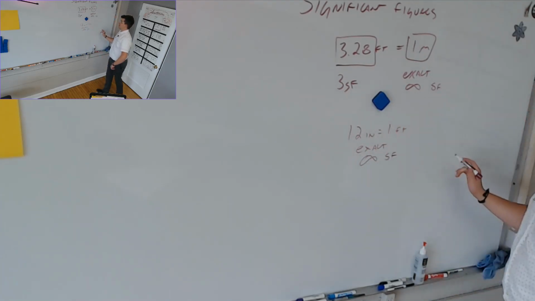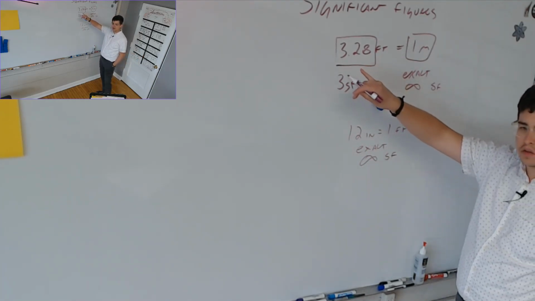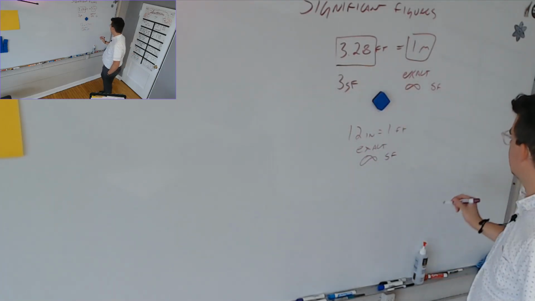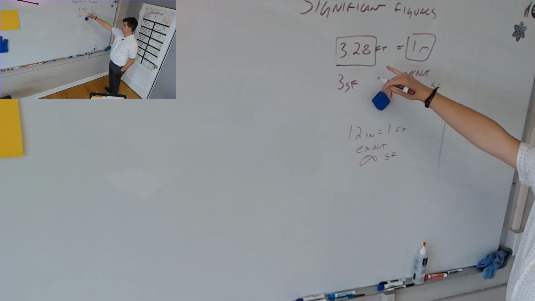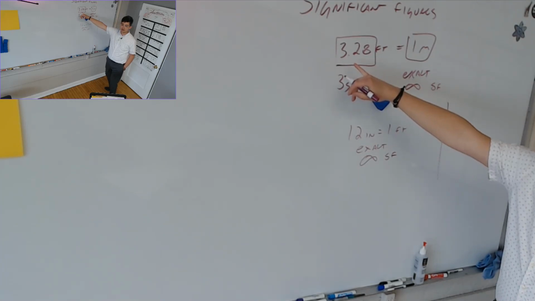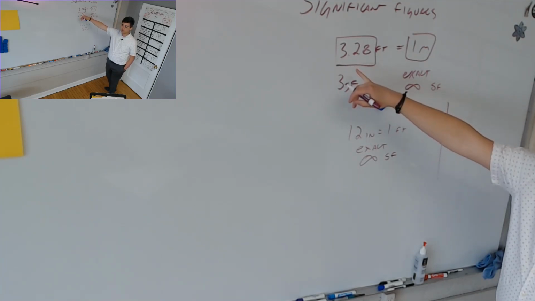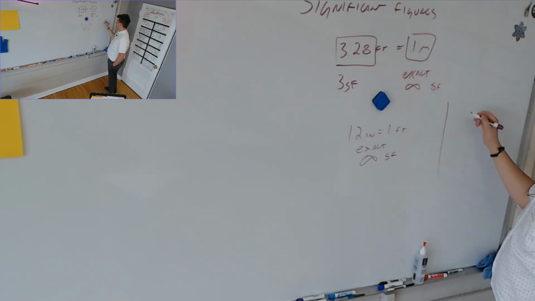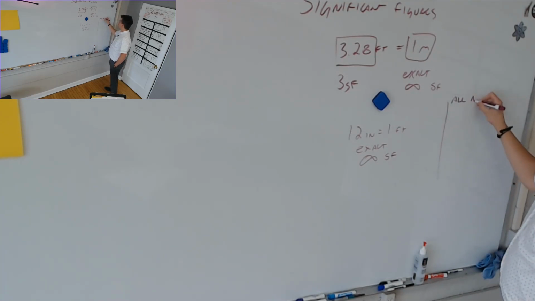So what do the rest of these have? How many sig figs? 3. What does that give you a hint about how we calculate sig figs? Why does this one have 3? All of these are significant because they're what? What kind of numbers are these? These are non-zero digits. All non-zero digits are significant.